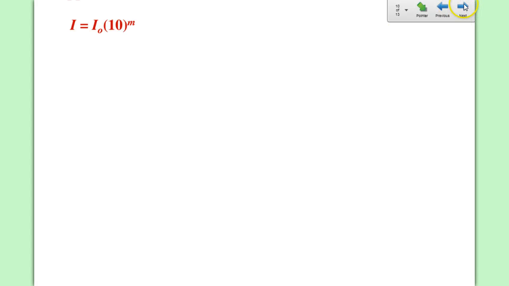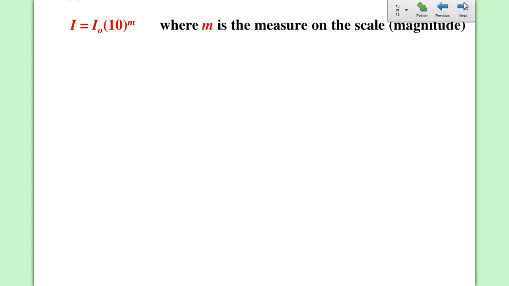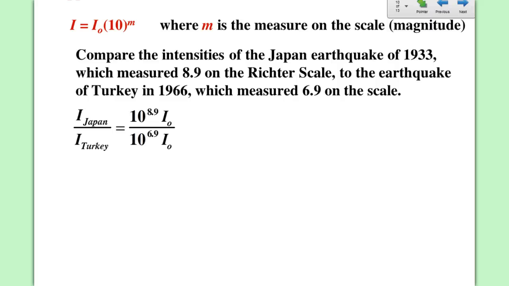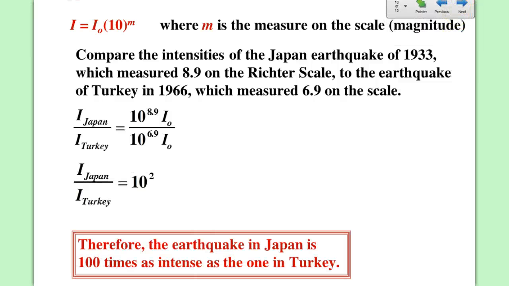So here's an example. What's the intensity of a Richter scale where M is the measure? So I want you to have a look at that, and now let's use that. Notice that it's not like decibels. We're not dividing by 10, and ponder and see what kind of effect that has. So if we compare these two earthquakes, the 8.9 and the earthquake of 6.9, how much more intense was each of those? Well, when we compare the two, we end up with 10 to the 2, which means that the Japan earthquake was 100 times more intense.